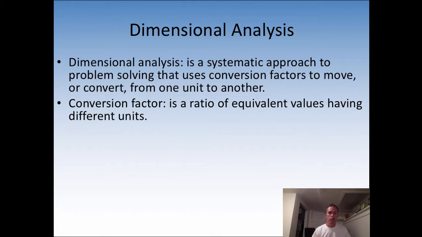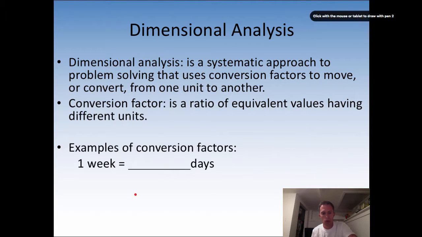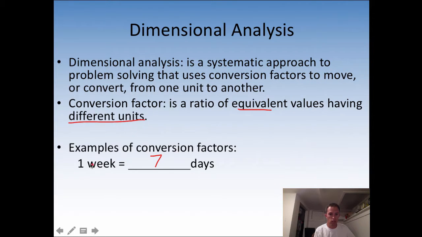So a conversion factor is a ratio of equivalent values having different units. Here's some examples of conversion factors. 1 week is equal to, now I think we all know what the answer to this is, how many days? Well, it's equal to 7 days. Notice how it's a ratio of equivalent, which means equal values, having different units. So for time, 1 week is 7 days. They're equivalent, but they're different units. We're going from weeks to days. So all we did is convert there from weeks to days. That's an example of a conversion factor.